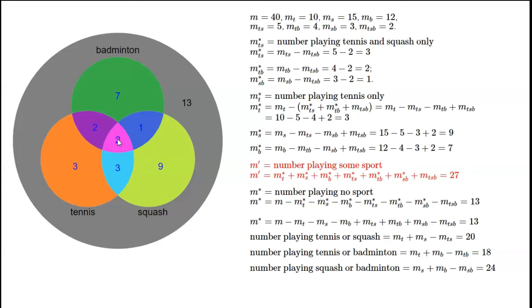But it's more interesting to actually look at the general formula for it. Okay, and it turns out, well, on the one hand, you can say it's the sum of these starred numbers. The people who play only tennis, only squash, only badminton, tennis and squash but not badminton, tennis and badminton but not squash, squash and badminton only, or people who play all three sports. So the number playing some sport is the sum of all those numbers.